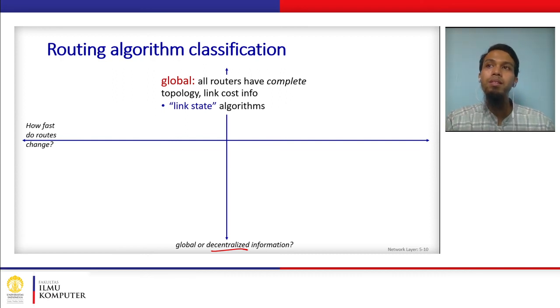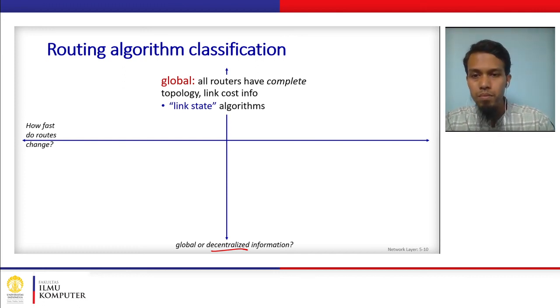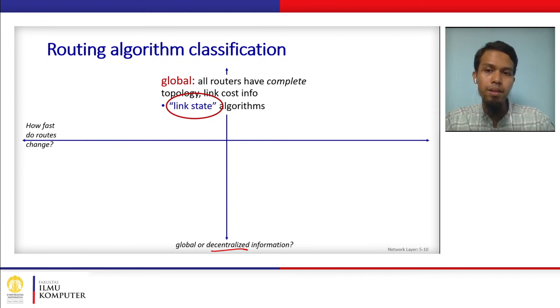The way the information is processed and computed is still done individually by each router. It's not done by a central entity and then distributed to all the routers. But the way the information about the topology and the link cost is known by each router is different from the decentralized mechanism. In this case, all routers have the same information about the link cost and the network topology, the complete network topology. One of the algorithms in this class is the link state algorithm.